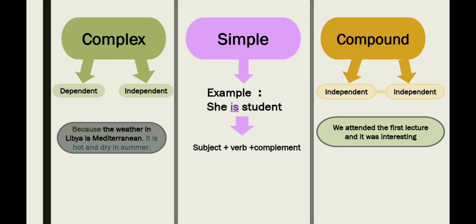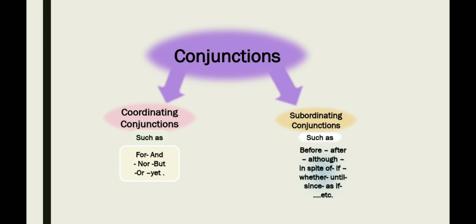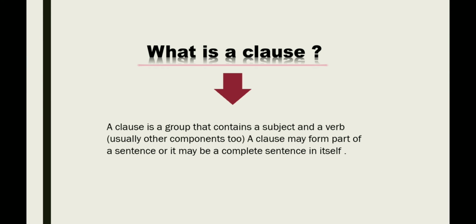This sentence is called a compound sentence because it consists of two independent clauses joined by and, for, nor, but, or, yet. So those are coordinating conjunctions. In a complex sentence, we use subordinating conjunctions in the dependent clause, and in a compound sentence, we use coordinating conjunctions.